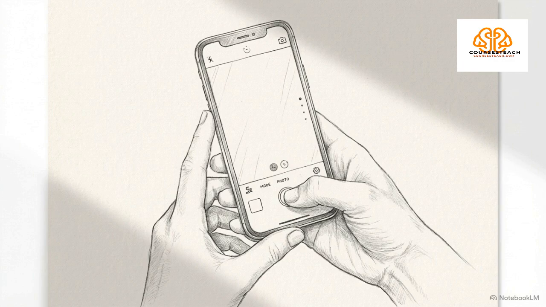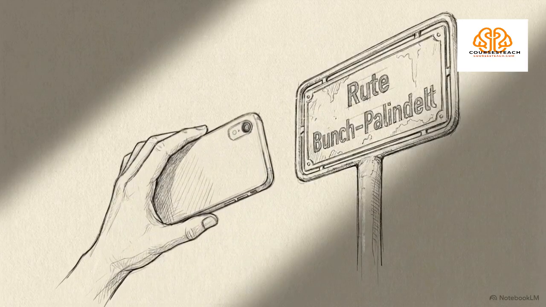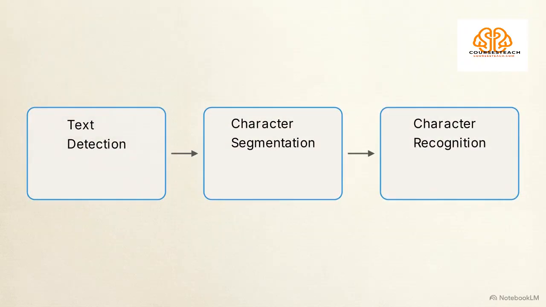Let's look at a new example. Imagine we are building an app on your phone that takes a photo of a street sign in a foreign country and translates the text for you. We can build this app as a 3-step pipeline. Step 1 finds where the words are in the photo. Step 2 chops those words into individual letters. And Step 3 actually recognizes what those letters are.